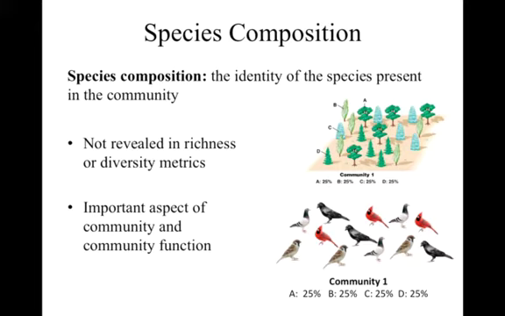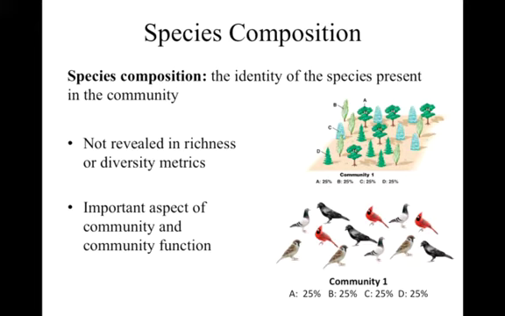And they're different not because of one of these diversity metrics, but because of the fact that they're actually just different species involved. And so for that, to try and describe which actual species are in the community, we use the term species composition. That's the identity of the species present in the community. And you don't get that out of richness metrics or diversity metrics. But it is important for understanding the community and understanding how the community functions.